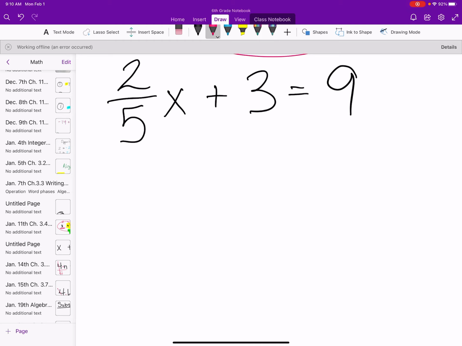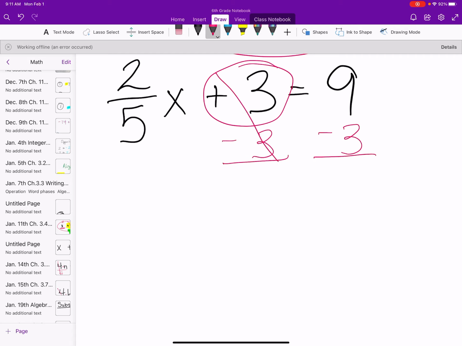We have 2/5 times x plus 3 equals 9. We have to do addition and subtraction first. The opposite of plus 3 is minus 3. So we get 6. So 2/5 times x equals 6. We need to do the opposite of times, which is divide by 2/5 on each side.